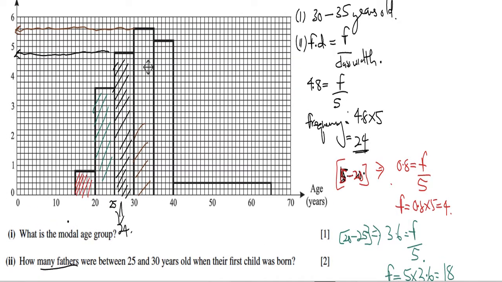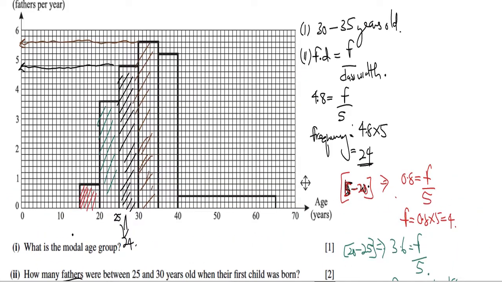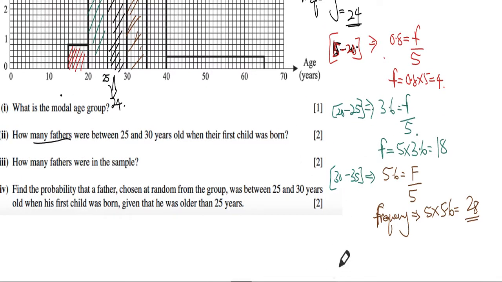We still have two more. Next is 35 to 40, where I have 5.2 as the frequency density. So 5.2 equals f over 5. Therefore f equals 5.2 times 5, which is 26.